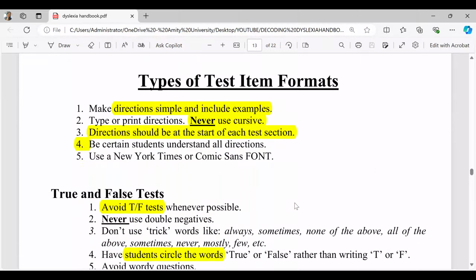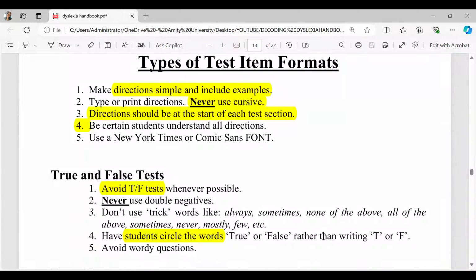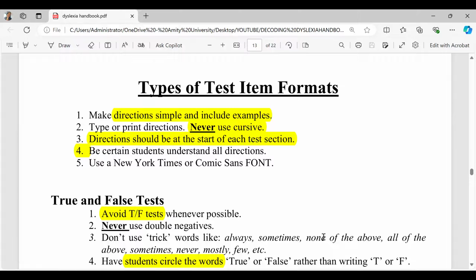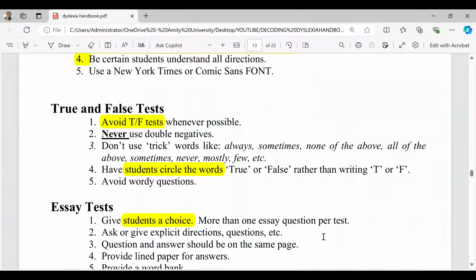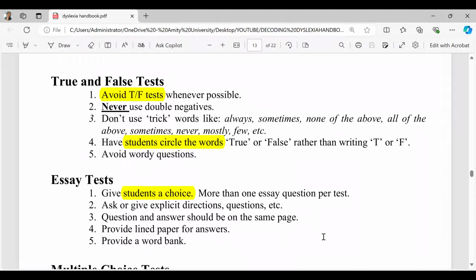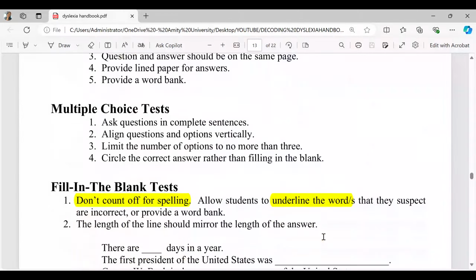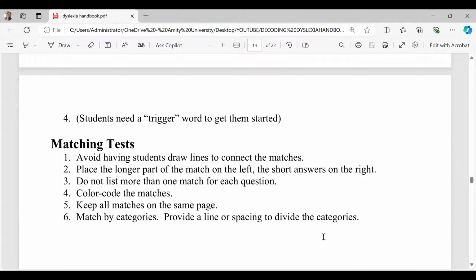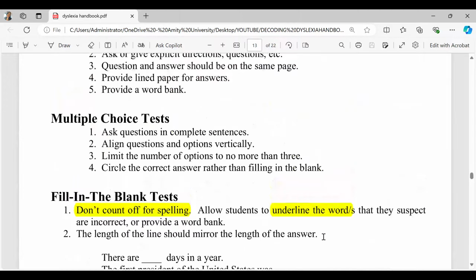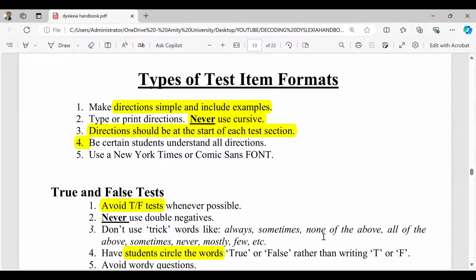Now, types of test item formats. Whenever you are making your evaluation or assessment test items, this format you can definitely use, like true or false questions, how true and false questions should be, how essay tests should be, how multiple choice tests should be, which points you need to remember in filling the blanks, how matching tests should be. I will share this PDF with you, and definitely you can use it when you are planning or making a test for a child having dyslexia.